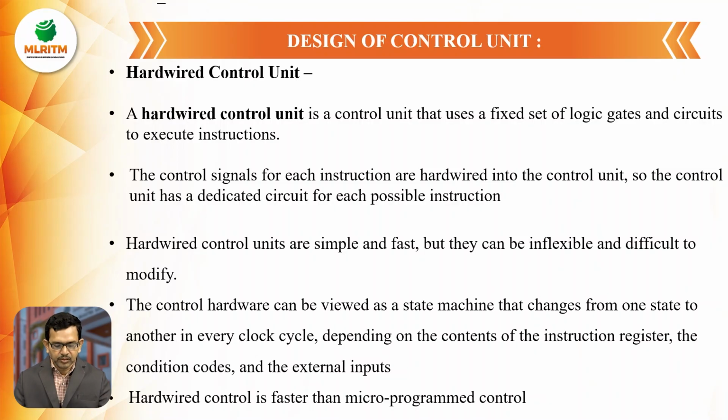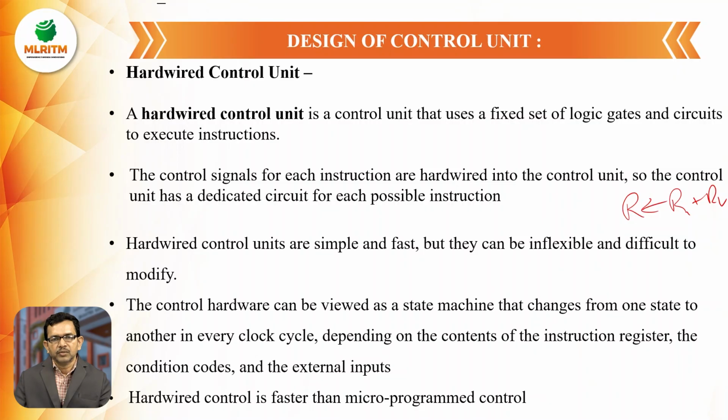First, a hardwired control unit is a control unit that uses a fixed set of logic gates and circuits to execute an instruction. Fixed set of logic gates means we are using the hardware components to execute the instruction. Simply, if I want to execute an instruction, suppose R tends to R1 plus R2. Suppose I want to execute this instruction, that is, I have content in R1 and I have content in R2, where I am going to add these two. And after getting the result, I am going to store it in another register.